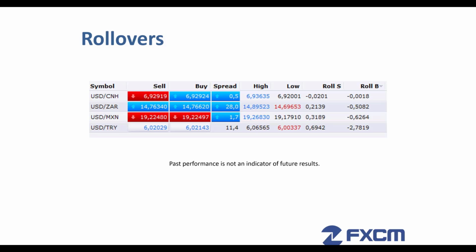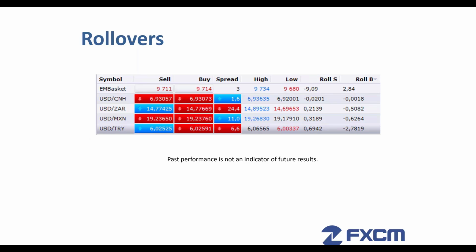Here we can see the rollovers of the emerging market currencies. And in particular, take a look at the red shaded area. You can see that the US dollar rand, US dollar Mexican peso, and US dollar Turkish lira have a positive rollover when going short. Now, take a look at the next slide.